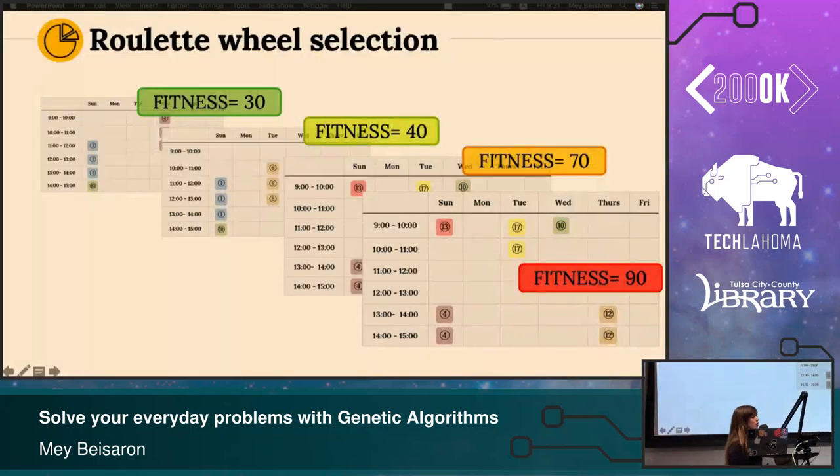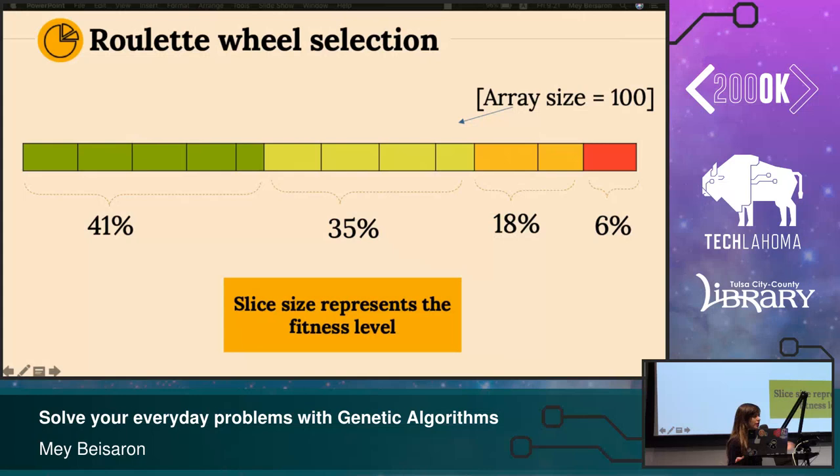Remember how I used "smaller is better"? It meant that I needed to normalize the grades in order to transform them to be represented as a percentage. After I normalized the results, this is what I got. What I did is generate an array of size 100, and I filled 41 cells with the green solution, and so on for the other solutions. Then I got a random number between 0 and 99 to get the solution that will be the parent of the next generation. Remember, the selection is not what you choose to move forward to the next generation, it's just the parent.